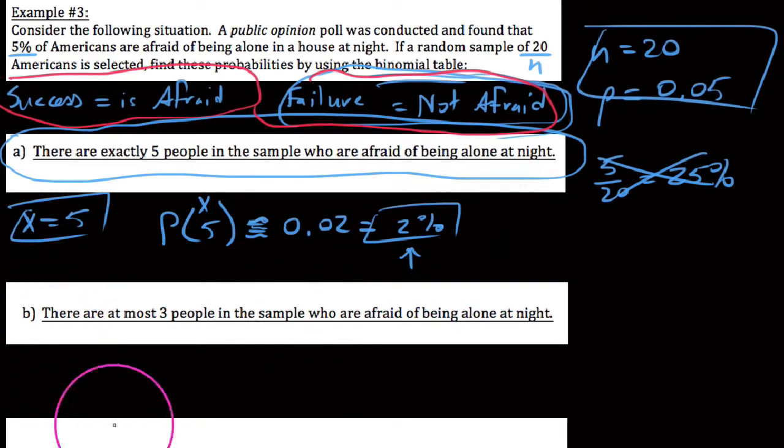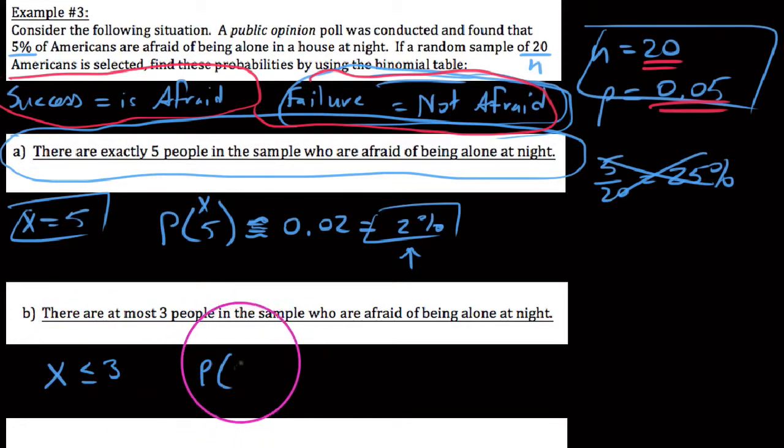Okay, so now we're going to play a little word play here. We say there are at most 3 people in the sample who are afraid of being alone at night. We still have 20 people in our sample, or 20 trials, and we still have a 5% probability of success. It's just that in this case we say at most 3 people are going to be afraid. In this case we don't say x equals 3. We're going to say at most really means less than or equal to 3.